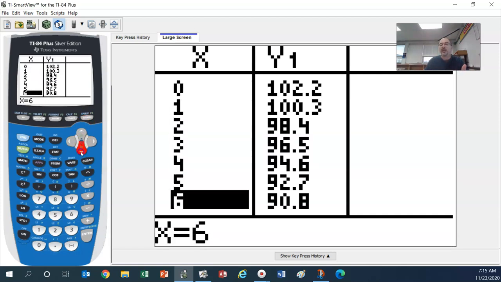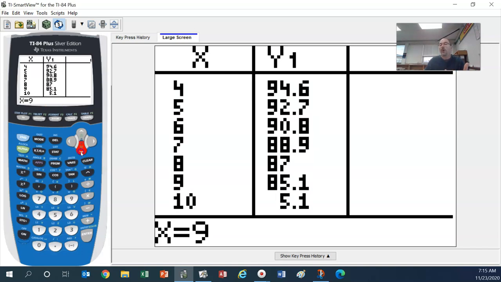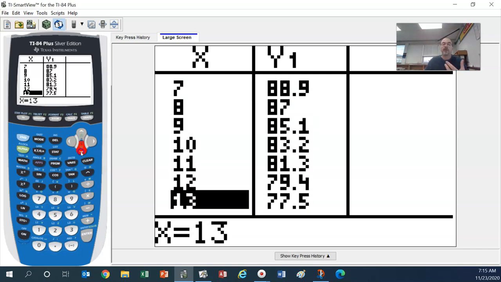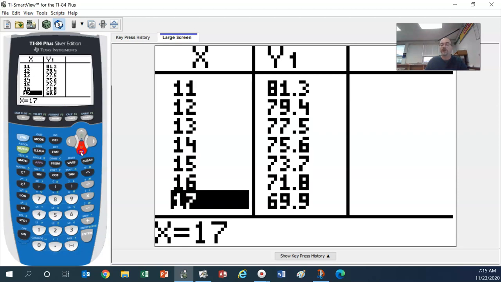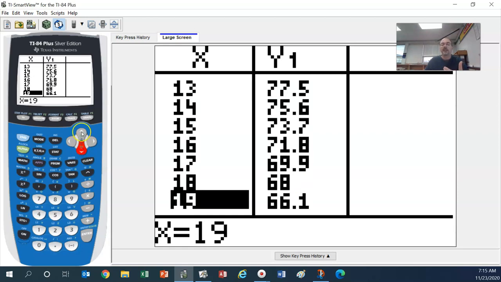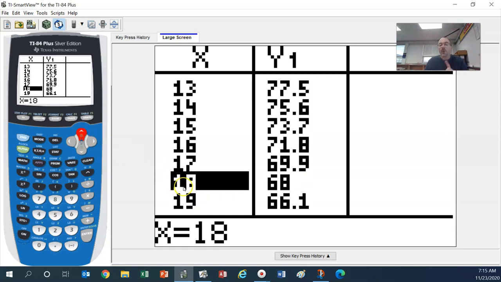This can get kind of slow since you have to scroll. My calculator is slow, hopefully yours is a little faster. So there's the 18, ladies and gentlemen. The predicted value for 18 is 68.